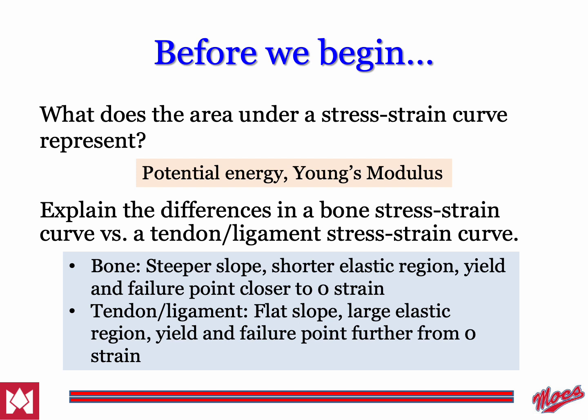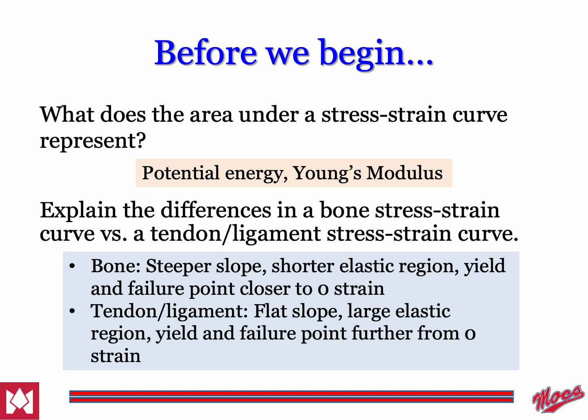When we have a tissue that is very stiff, such as bone, versus a tissue that is more pliable and can be stretched and change shape a good bit, like a tendon or a ligament, those curves are going to look different. With bone, we are going to have a steeper initial slope, a shorter elastic region, and our yield point and our failure point are going to be closer to zero on the strain side. So if we're looking at our graph, and we have strain on the x-axis, the yield point and the failure point are going to be closer to zero on that x-axis, all right?